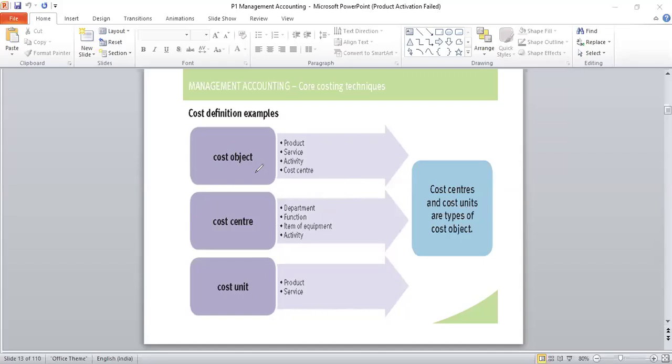Cost object is anything to which costs are attributable. The various types of cost objects are cost center and cost unit. Cost center is where the amount is accumulated for that particular center, like a department, unit, function, equipment, activity. The amount which is incurred can be accumulated there in that particular center. Unit is either a product or a service.